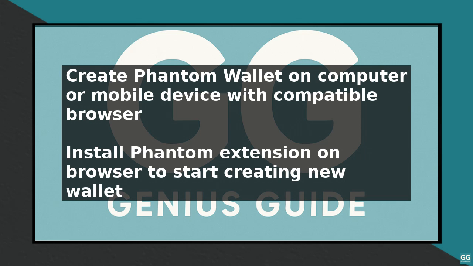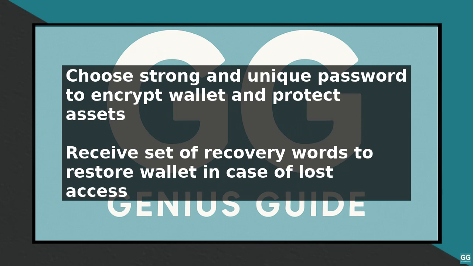To create a Phantom Wallet, you need to have a computer or mobile device with a compatible browser. First, go to the Phantom website and click on the Add to Browser button. This will prompt you to install the Phantom extension on your browser. Once installed, click on the Phantom icon in your browser toolbar and select Create New Wallet.